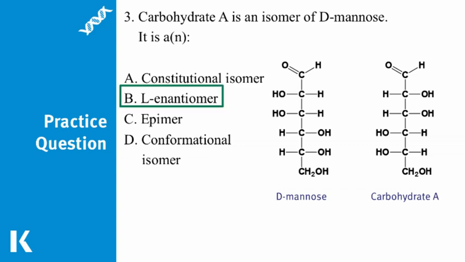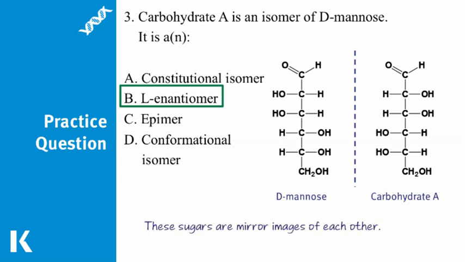The answer here is L enantiomer. So notice if we draw a plane of symmetry between the two molecules, they appear to be exact mirror images of one another. Each stereocenter along the central carbon chain is reversed in carbohydrate A when compared with D-mannose. This is, of course, with the exception of the aldehyde group at the top. Because these are freely rotating, we don't really care about how they're depicted in this orientation.